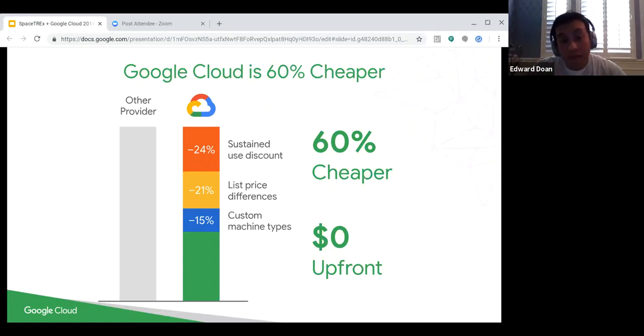Price, we offer all kinds of different discounting structures that can provide a good cost advantage to you. The sustained use discount is automatic. That's basically if you leave a machine running for more than 24 hours, we automatically start applying discounts to you. The other things are, we like to think we offer better list pricing to start with, and custom machine types.